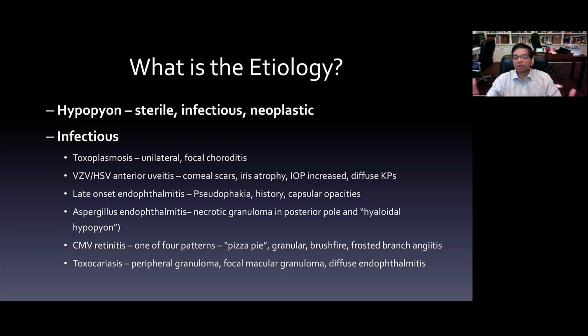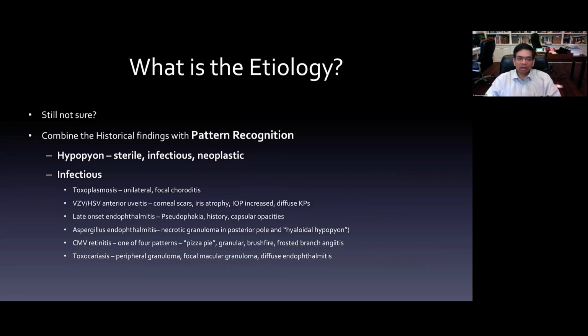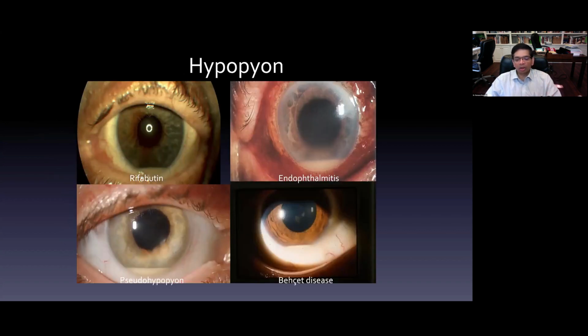And CMV retinitis has very characteristic 4 patterns of appearance that you can fish out, including the classic pizza pie appearance, or granular or brush fire or frosted branch angiitis appearance. And toxocariasis has 3 manifestations, including the peripheral granuloma, focal macular granuloma, or diffuse endophthalmitic form. So there are many different clinical pictures that help us with this pattern recognition. I really think this pattern recognition part is also really helpful and comes from experience. So seeing a lot of patients who have inflammatory disease, and putting it together in your mind is very helpful in coming up with the diagnosis.